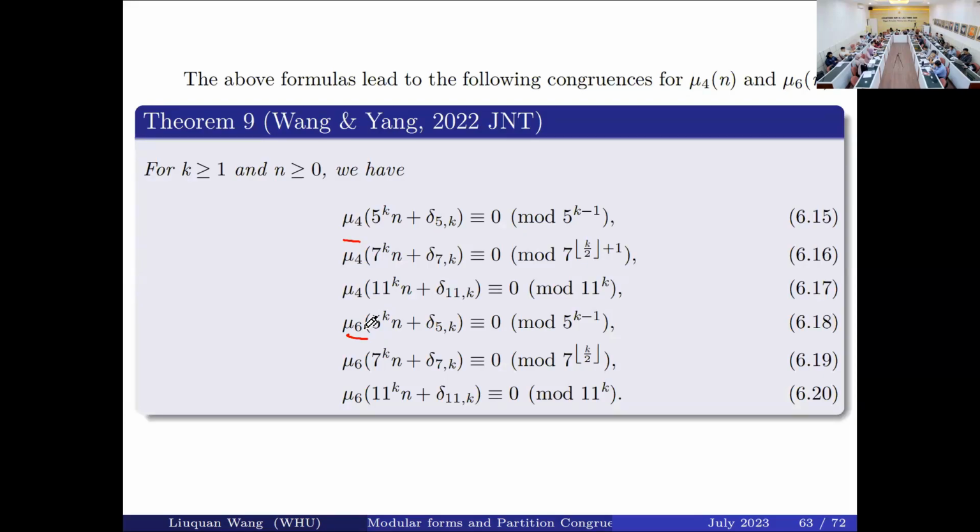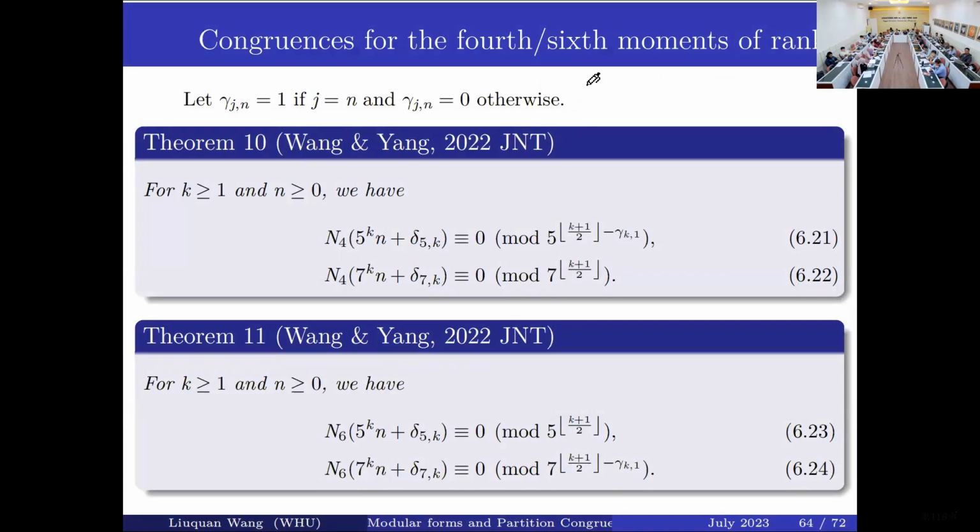Okay, similarly, for the moments of ranks, we can do something similar. We find that the fourth moment of ranks satisfies congruences modulo powers of 5 and powers of 7. And similarly for the sixth moment of ranks, we also have this kind of congruences.